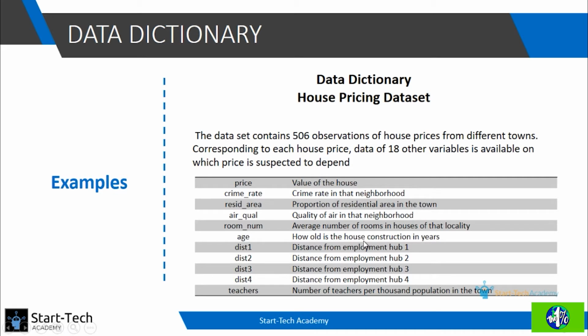Age is how old is that house, construction in years, how many years ago it was constructed. Dist 1, Dist 2, Dist 3, Dist 4 are 4 distances of that house from the nearest employment hub, because we hypothesize that the price of house will depend on the employment opportunity available near it. Teachers stands for the number of teachers per thousand population in that town.